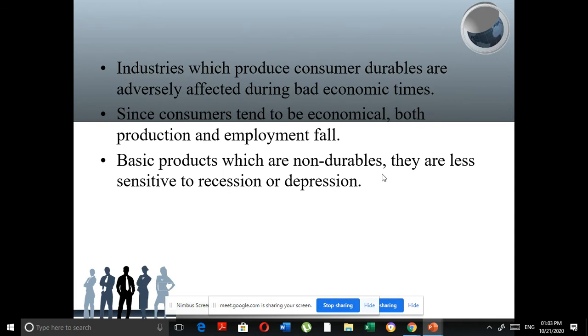Then, since consumers have to be economical, both production and employment will decrease. Industries that produce durables for consumers are affected during bad economic times. And basic products, which are non-durables, are less sensitive to recession or depression.